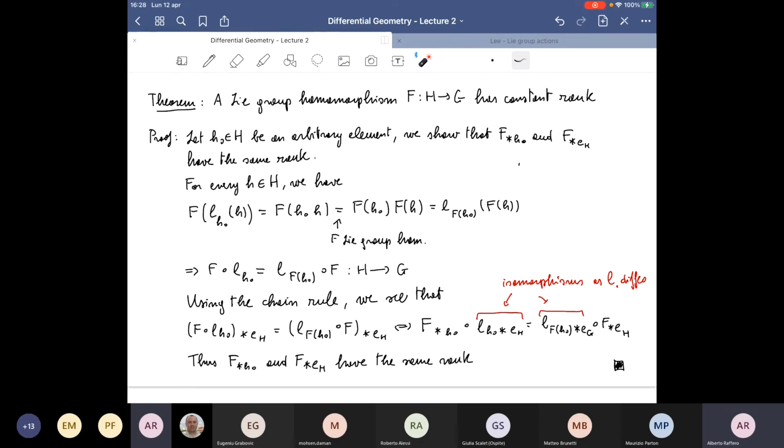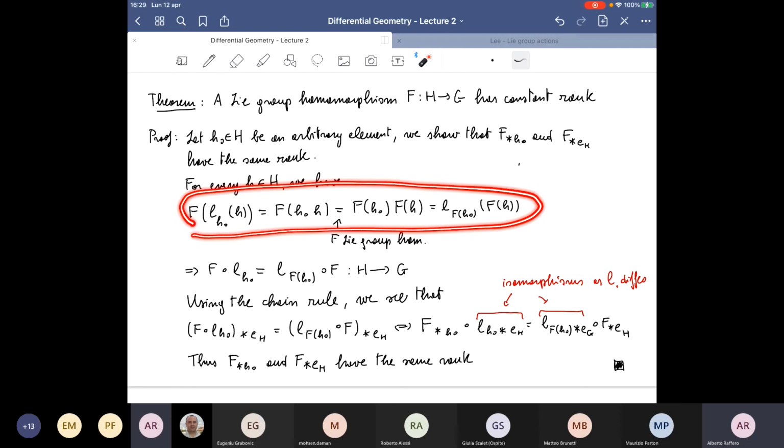And the proof is actually really simple because it uses the definition of a Lie group homomorphism and shows that the differential of F at any point of the Lie group H has the same rank as the differential of F at the identity. And so in particular, since the point H0 is arbitrary, this shows that the rank is constant and equal to the rank of the differential of F at the identity. And to show this, you just apply the definition of a Lie group homomorphism.